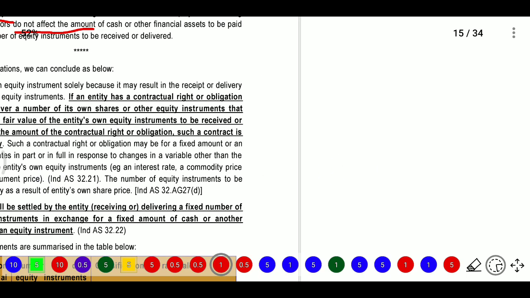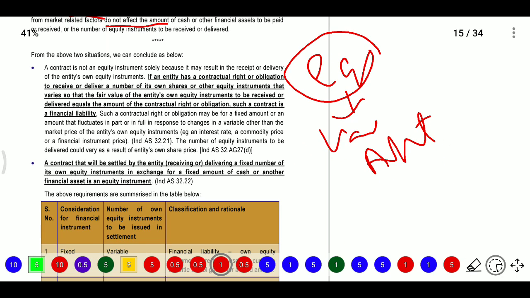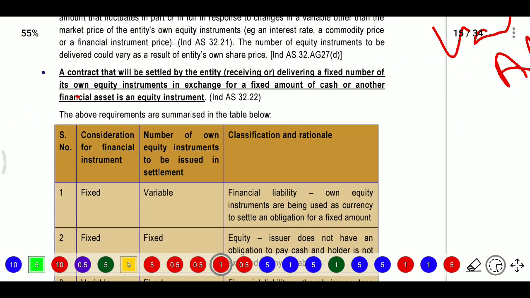Here what they are telling is that simply issuing equity will not make it an equity instrument. If the number of equity instruments is variable and the amount is already fixed, then it will become a liability. And the second one, a contract that will be settled by the entity receiving or delivering a fixed number of its own equity instruments in exchange for a fixed amount of cash or another financial asset. So the amount is fixed, but for that amount they are issuing some equity shares, so it is also a financial liability.